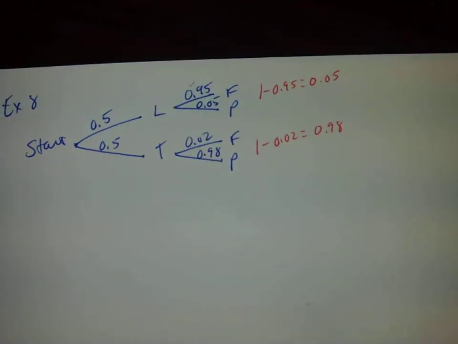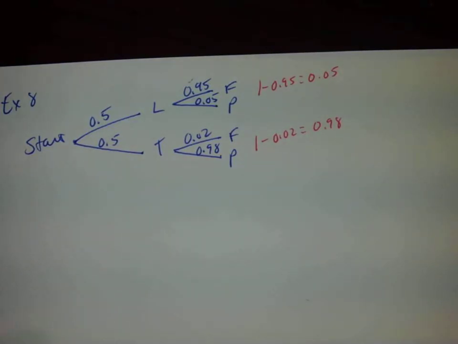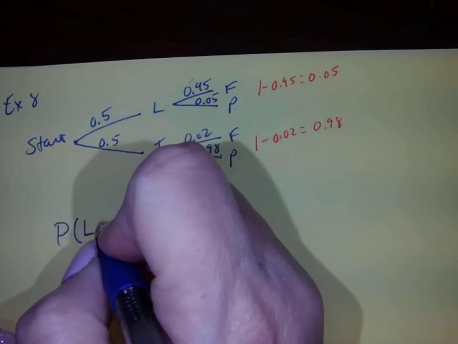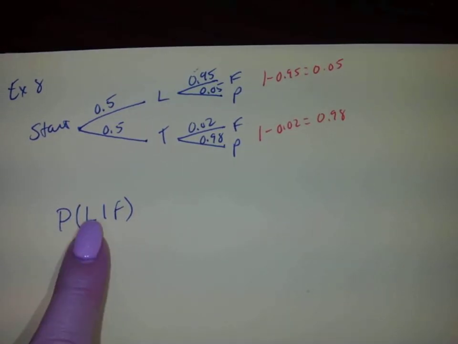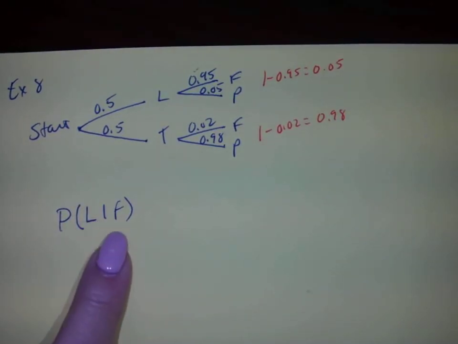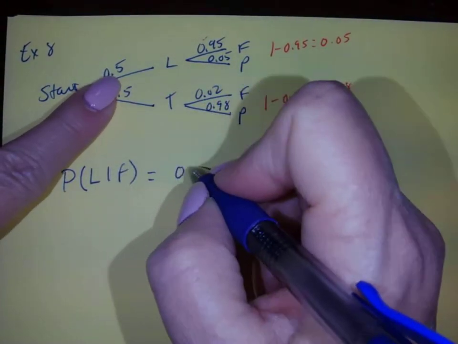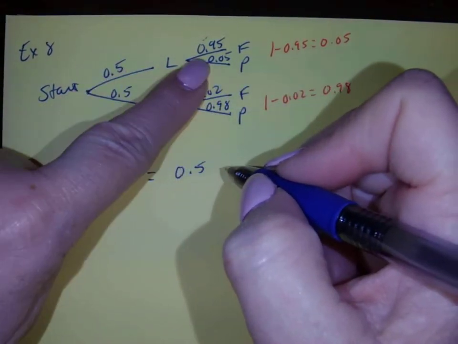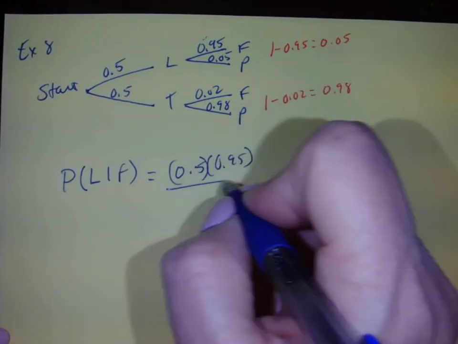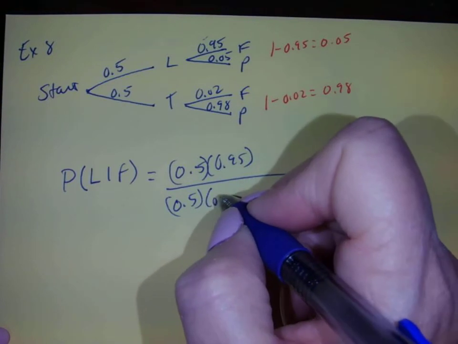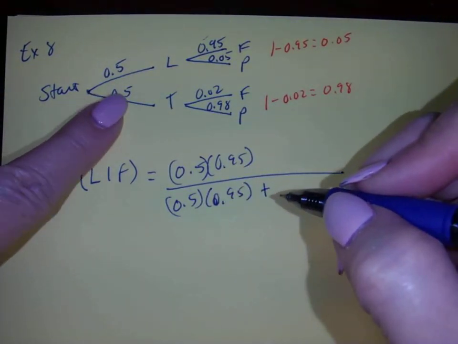All right, so now that we have our lied and our truth and our failed and our pass, we're looking for the probability that somebody lied and failed, because what is the probability that the randomly chosen subject will have lied, given that the subject failed the test? So lied given that they failed. So lied is going to be 0.5. Given that they failed would be 0.5 times 0.95 on top. And then we have to add the truth where they failed.